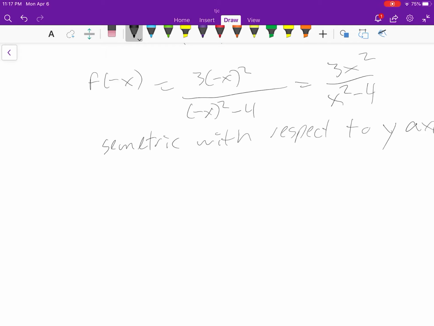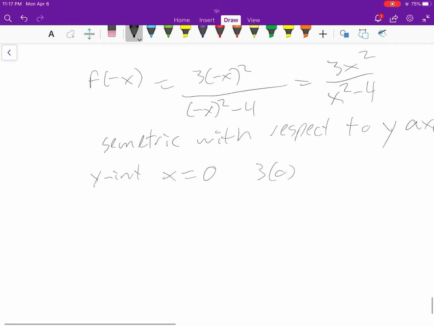All right, step 2, find the intercepts. Well, okay, to find the y-intercept, you set x equal to 0. So plug x equal to 0 into there, and all you'll get is 0. You get 3 times 0 squared over 0 squared minus 4, which is 0 over negative 4, which just is 0. So right off the bat, we have our y-intercept and our x-intercept.